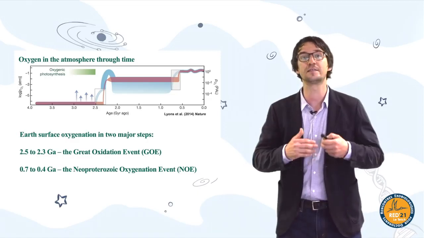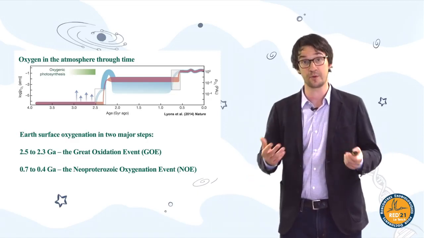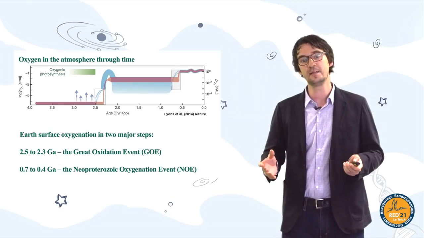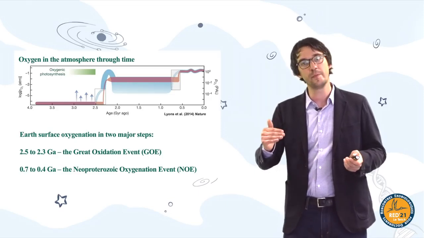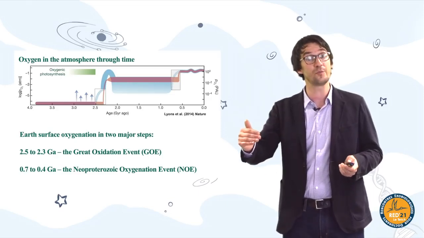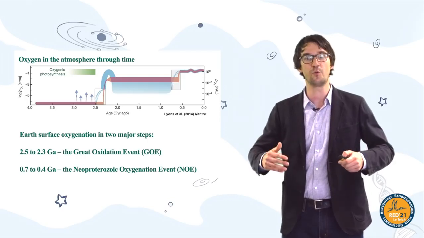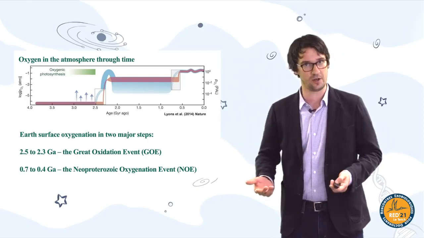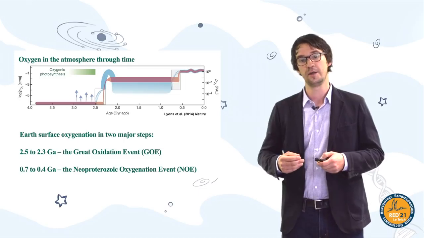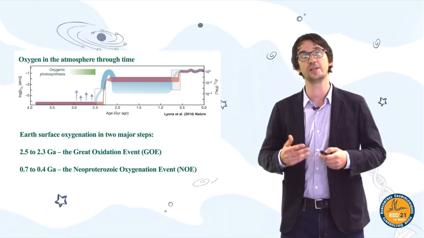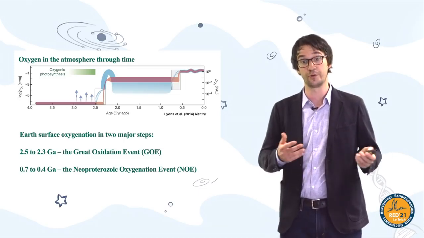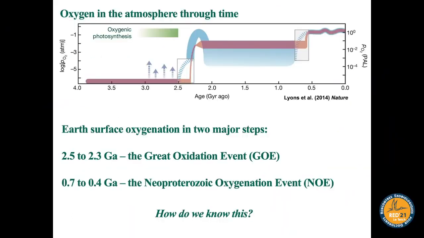And we saw oxidation for the first time of many chemical species and minerals. Whereas in the Neoproterozoic, we jumped from maybe 1% to about 100% of today's atmospheric oxygen level. So it's more of an increase in oxygen at Earth's surface. That's why we call the Neoproterozoic event an oxygenation event, but we call the Great Oxidation Event oxidation. Now, how do we know this?